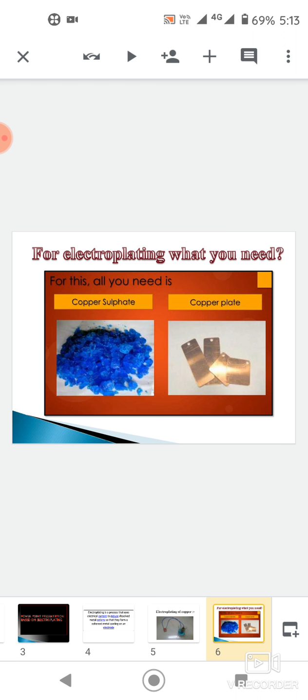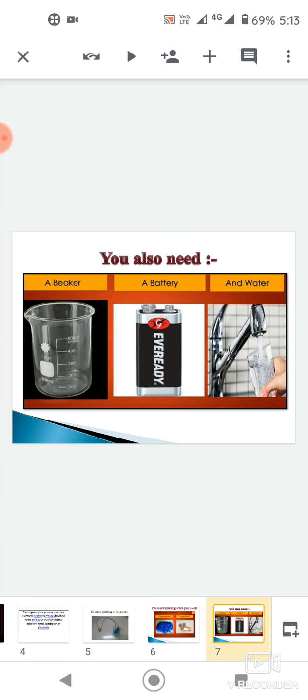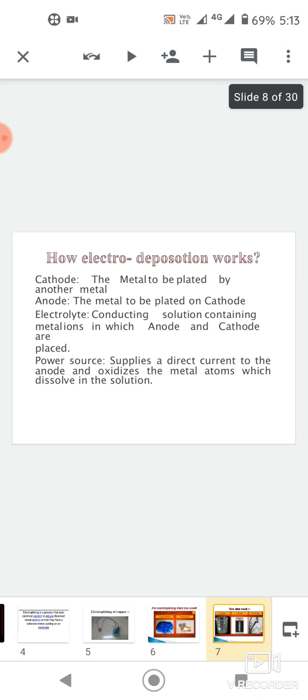This is the electroplate. What you need for this? All you need is copper sulfate, copper plate, and some others: nickel, chromium, cadmium, gold, silver, tin, and zinc. These are the materials: a beaker, battery, and water.